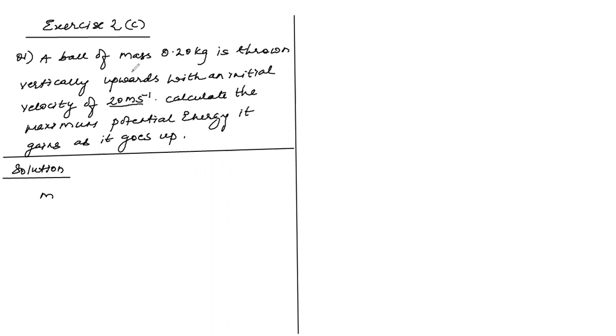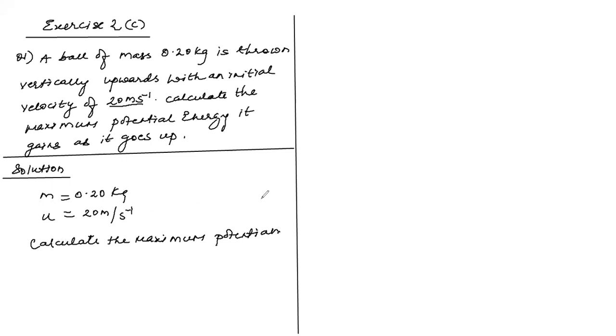So velocity is zero. That means it loses all its kinetic energy and only has potential energy. So naturally, potential energy is maximum at that place. So what am I going to do? Mass is equal to 0.2 kg. Initial velocity is equal to 20 meters per second. Now they want us to calculate the maximum potential energy it gains, and only these two are given.